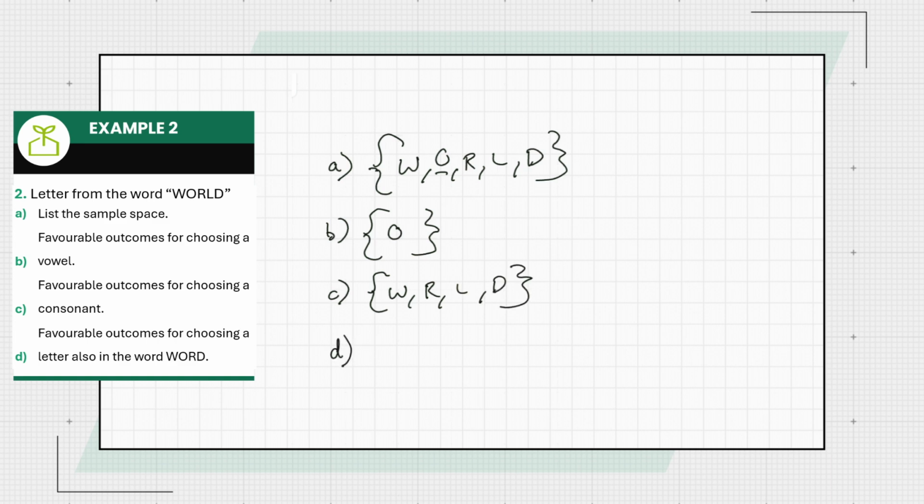And finally, choosing a letter that's also in the word word. So the only one that's not here in that word is going to be L. So our favorable outcomes are going to be W, O, R, and D.